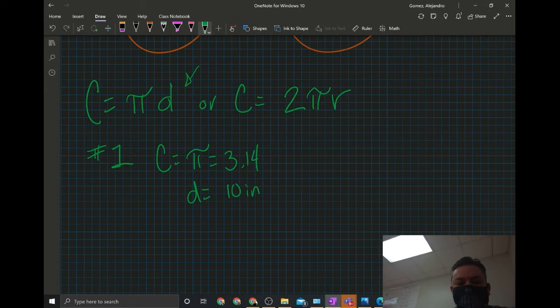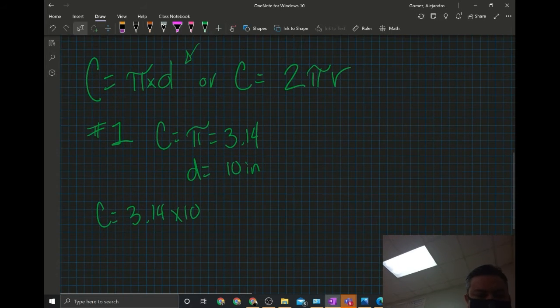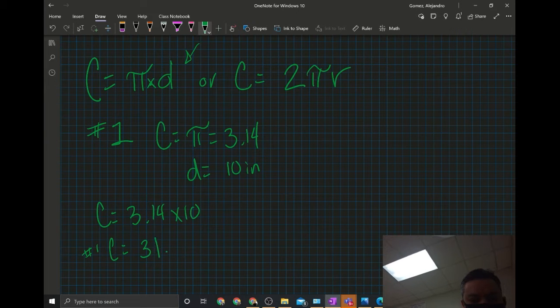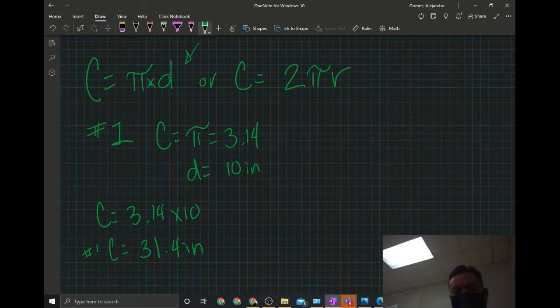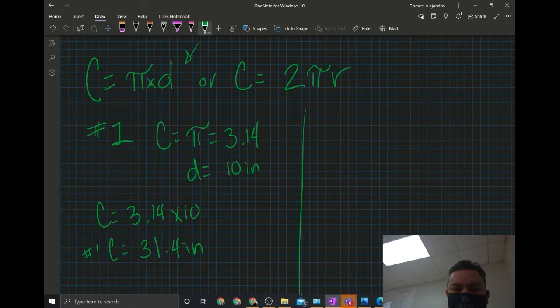All I have to do now to find the circumference is multiply those two, because that's the formula. These two right here, they're multiplying. So it's going to be 3.14 times 10. And when you multiply those two, the circumference for number one is going to be 31.4 inches. Just like that. All you've got to do is multiply the diameter and the pi. That's it. Now, let's do the other one. Number two.